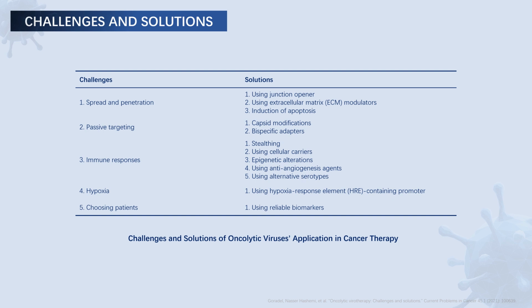The solutions proposed include using junction openers and extracellular matrix modulators to improve penetration, capsid modifications, and bispecific adapters for better targeting, stealthing techniques and cellular carriers to manage immune responses, utilizing hypoxia response element-containing promoters, and identifying reliable biomarkers for patient selection. These solutions aim to improve the efficacy and safety of oncolytic viruses in cancer therapy.